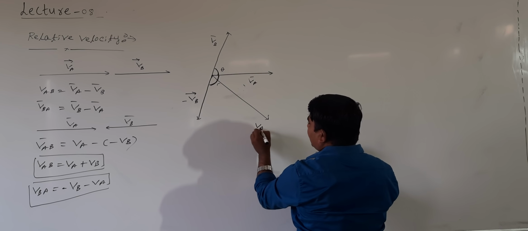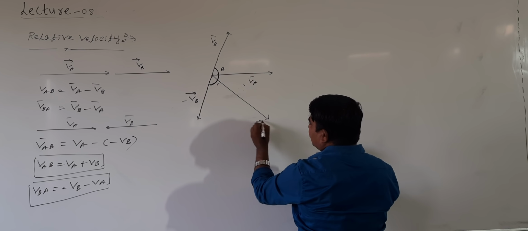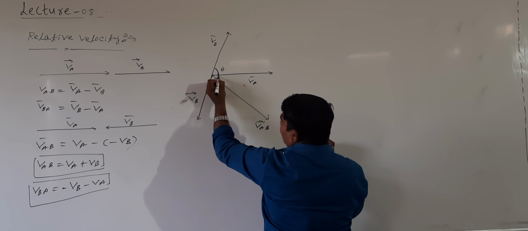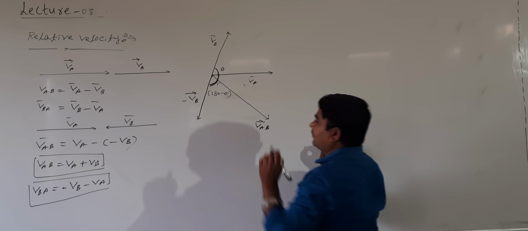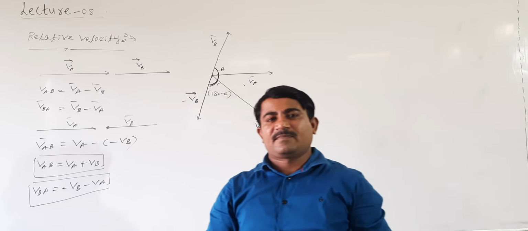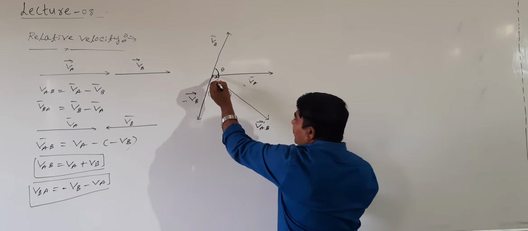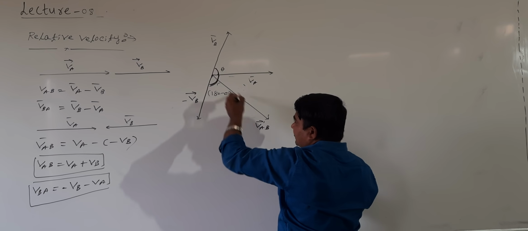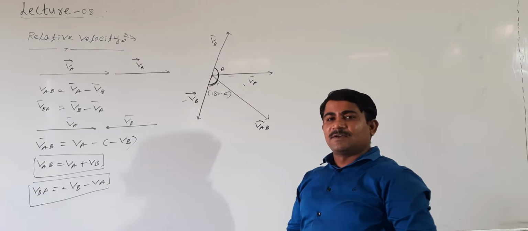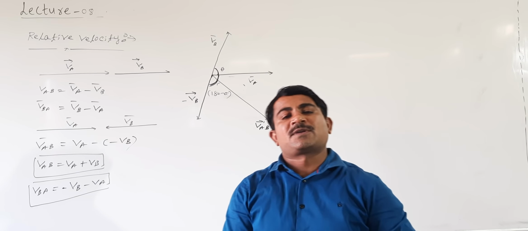Either we can take it as the relative velocity of A with respect to B. How much is this angle in total? This angle is 180 minus theta. VA is like this, VB is like this. What about the resultant? The relative velocity of A with respect to B can be written like this. So let us apply the parallelogram law of addition of vectors.